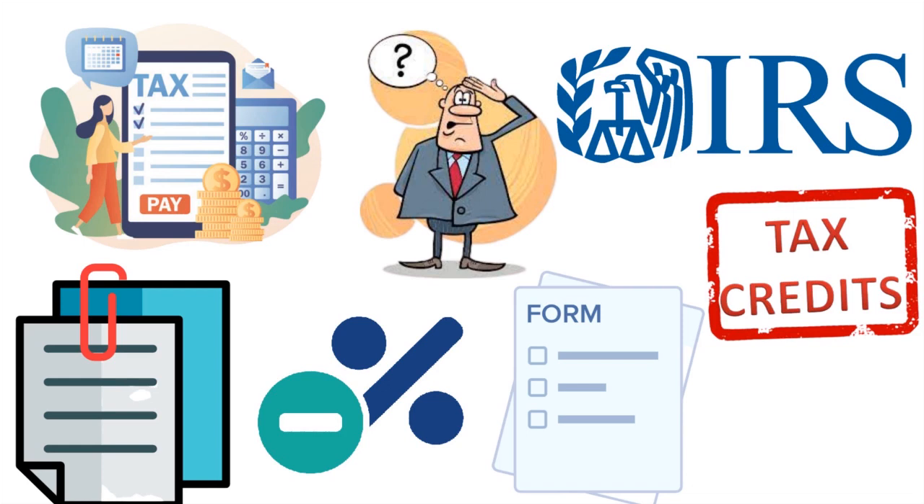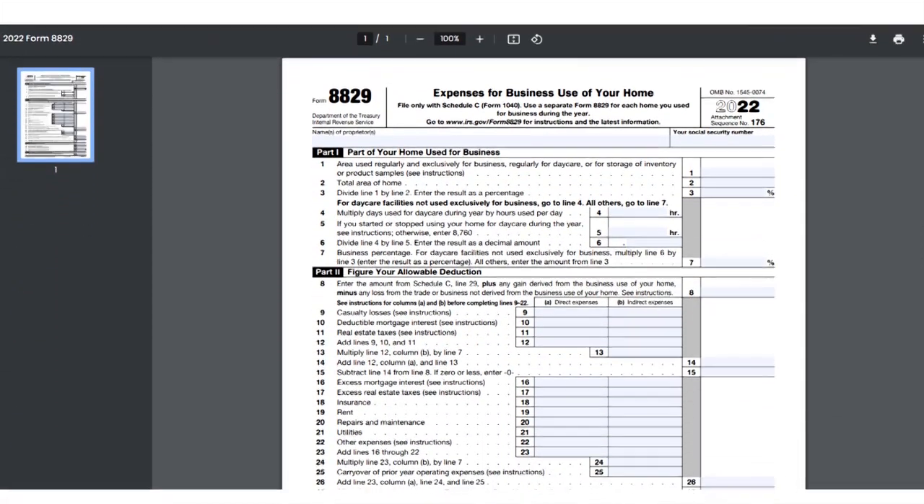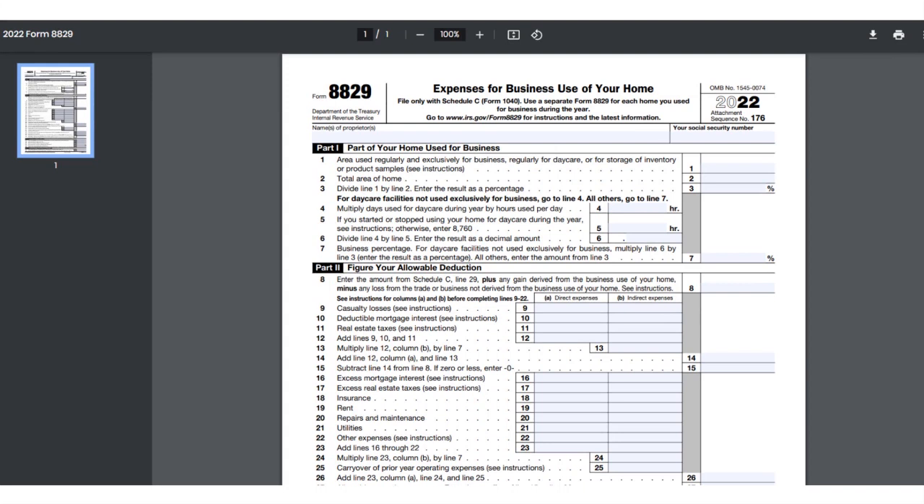Let me give you an example. You want to attach Form 8829 to Schedule C if you are claiming the home office deduction. That way the IRS understands that this person has done his or her research and knows what he or she is talking about, so you have more credibility. If you forget to include supporting documents, this could lead to the IRS second-guessing your claims, which is why it's important when filing your tax return to attach the appropriate documentation.